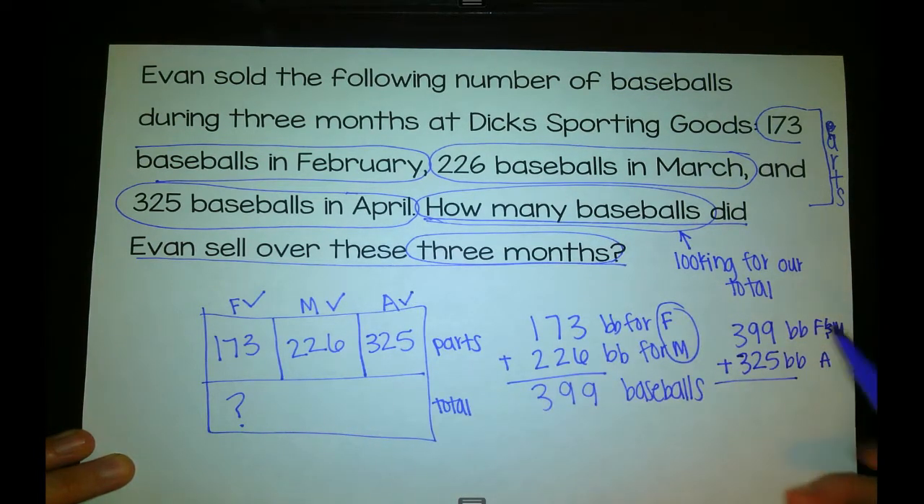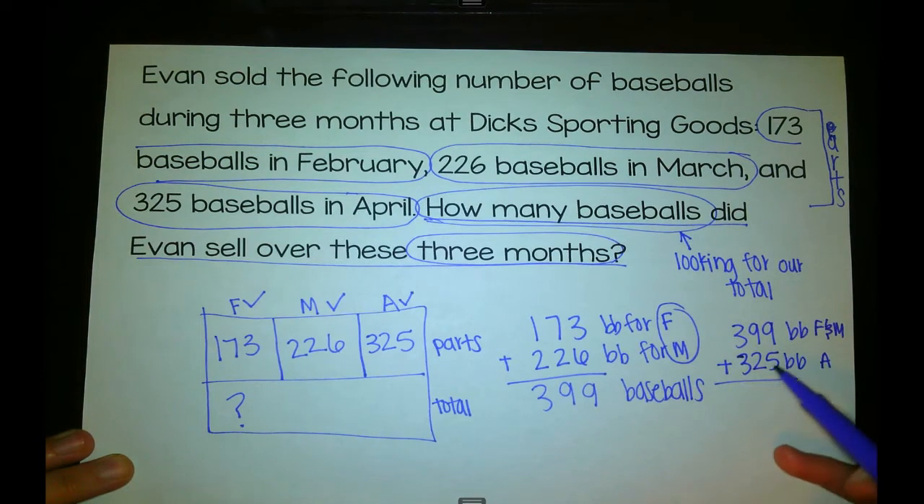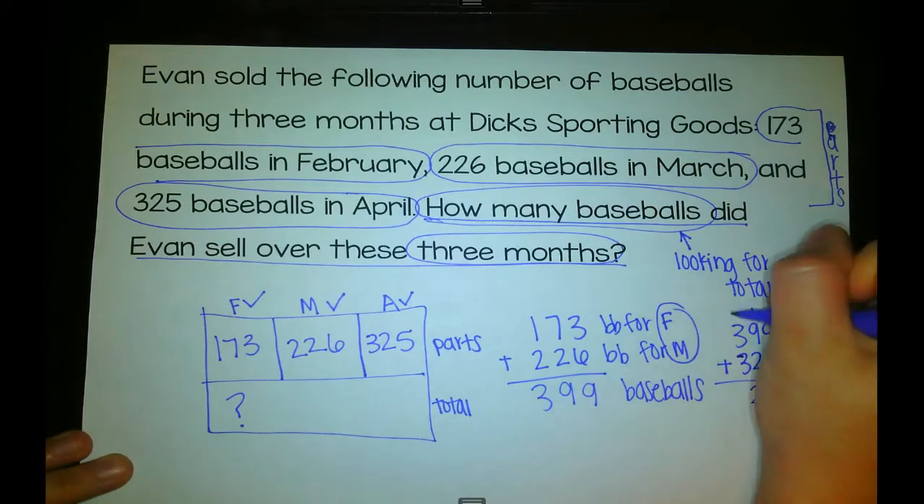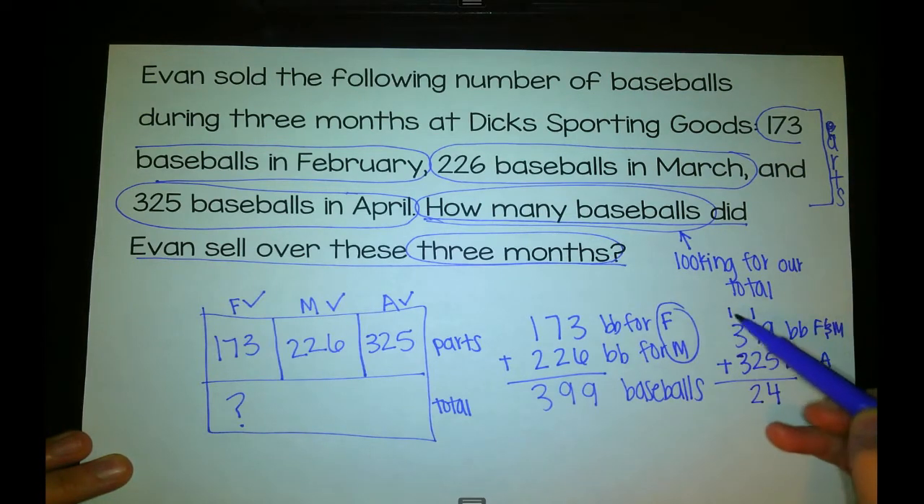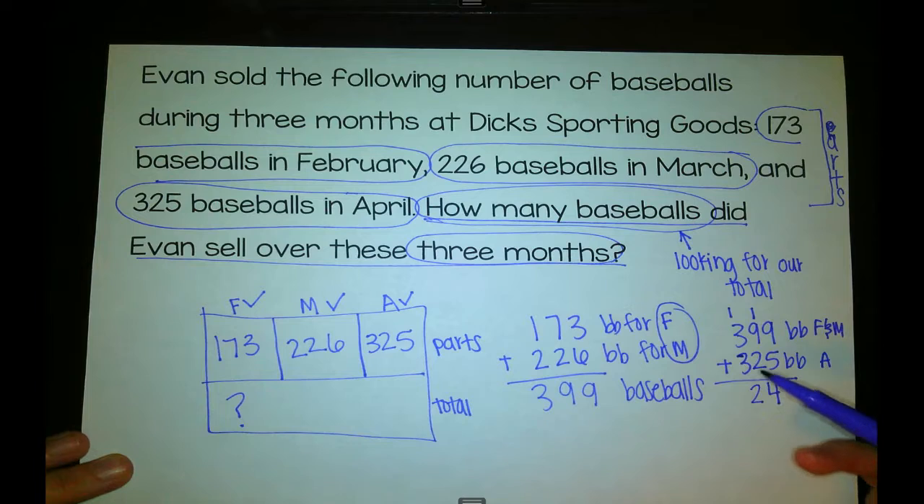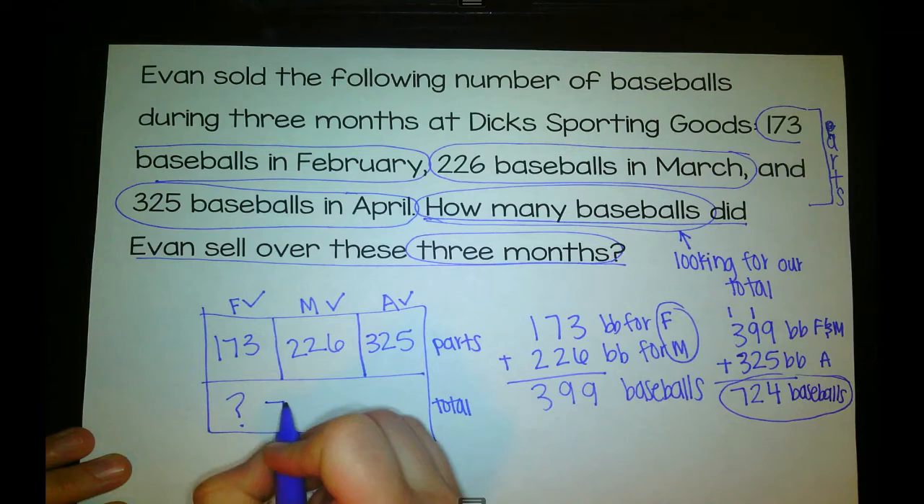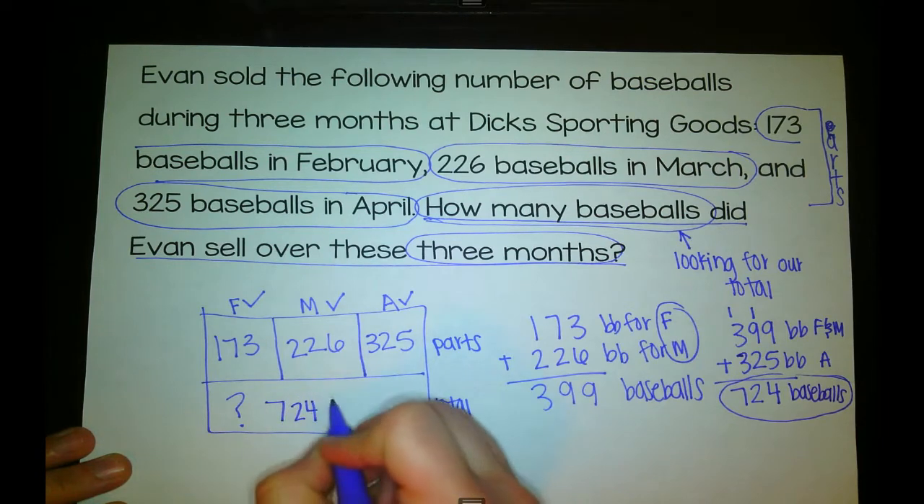Let's add those together. 9 plus 5 equals 14. Put my 4 in my ones place. Carry that 1 to the tens place. 1 plus 9 equals 10. Plus 2 more equals 12. So I'll put down my 2. Carry my 1 to my hundreds place. 3 plus 1 equals 4. Plus 3 more equals 7. 724 baseballs. So when I added all 3 numbers together, we ended with 724 baseballs.